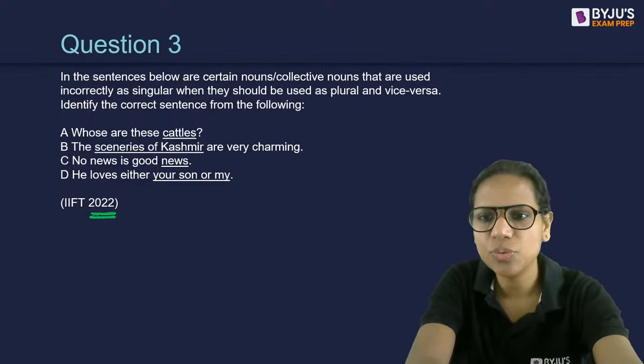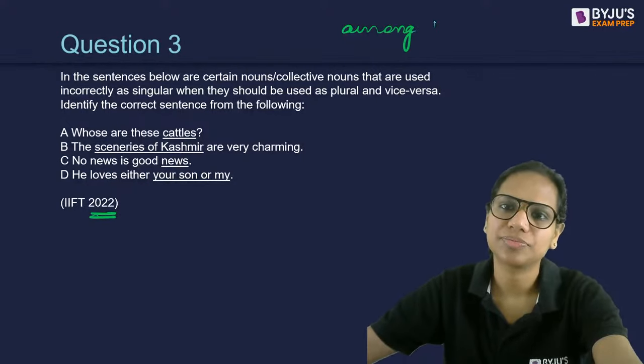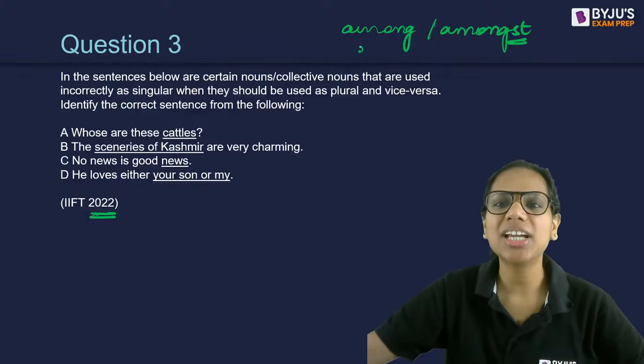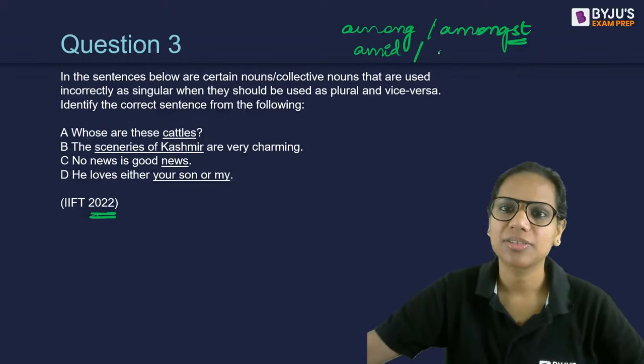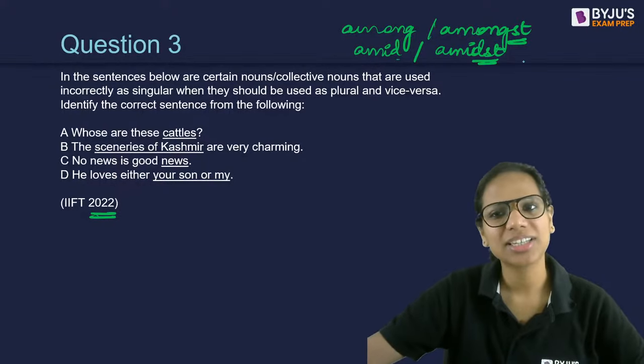So there's a question: when do we use amongst? Among and amongst are absolutely the same, just that amongst is an older word, right? Just like amid and amidst. Absolutely the same, no difference.